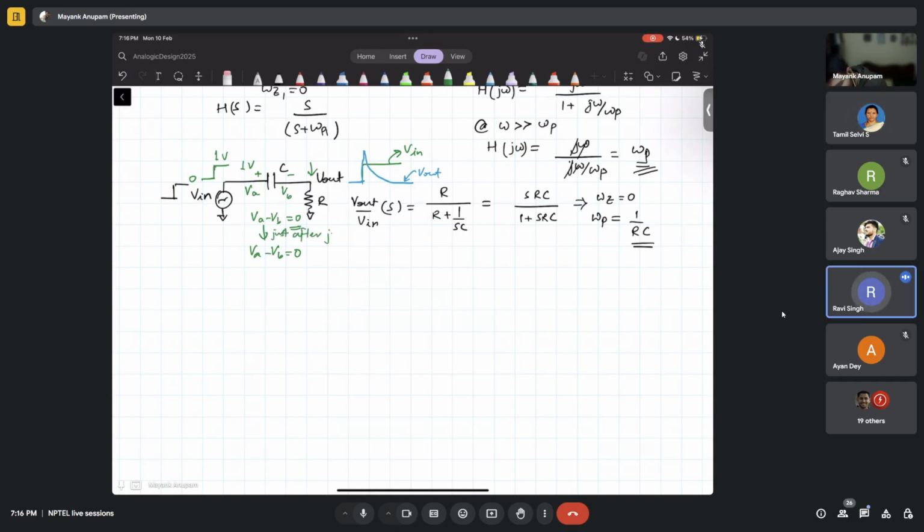But for the cases when omega is very large, the capacitor acts as a short circuit, right? So all the voltage that we have at the input should be at V out. But V in is... No, let me come to that.